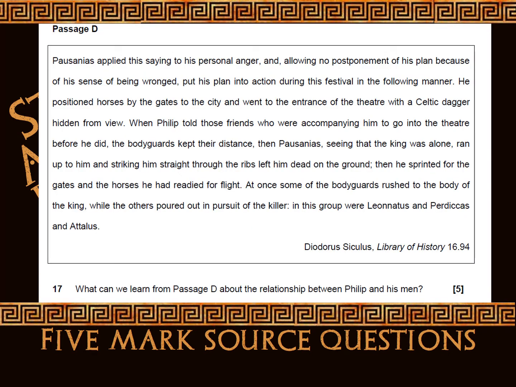So let's start by looking at an example. This is an example from the Alexander the Great paper, the specimen paper. It's a little extract from Diodorus. It's covering the assassination of Philip II. And the question we see is, what can we learn from passage D about the relationship between Philip and his men? This question stem is very, very typical, very standard. This idea of what can we learn from this passage? So ultimately, it's asking you to decipher what's in front of you and do you understand what is going on? What can we learn about a specific thing from this passage?